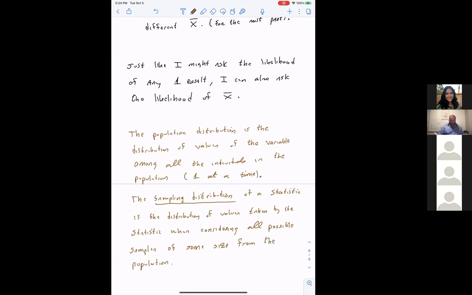So again, the population distribution just looks at them one at a time and says, how likely is it to be this? How likely is it to be this? How likely is it to be this? And you have your shape, you have your distribution. The sampling distribution is for the statistic, usually X bar, usually the average. And it says, how likely is X bar to be this, or X bar to be that, or X bar to be this, among all possible X bar values that you might get. That shape will in general be different than the original shape.